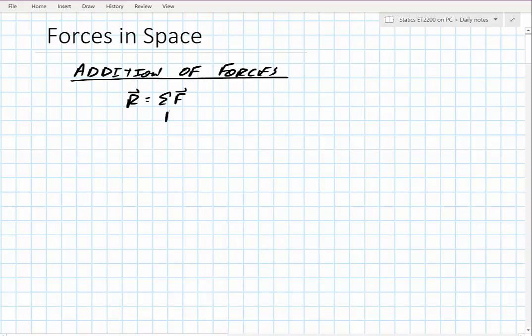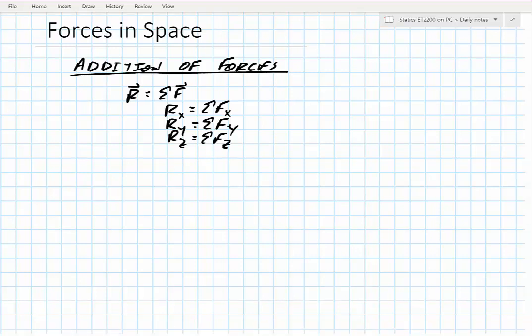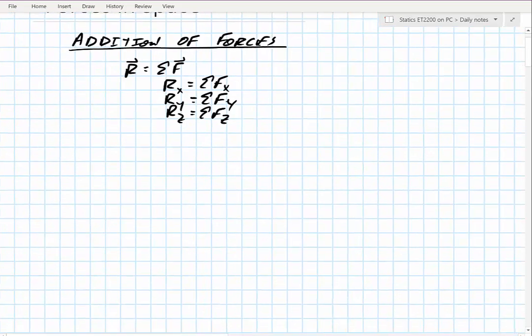Earlier in the semester, we said that we could look in component form and say the resultant of the forces in the x direction is equal to the sum of all the forces in the x, and the resultant in the y is equal to the sum of all the forces in the y. Same idea here, except we're adding one more: the resultant in the z is equal to the sum of all the forces in the z direction. So let's take a look at an example on how we would use this addition of forces.